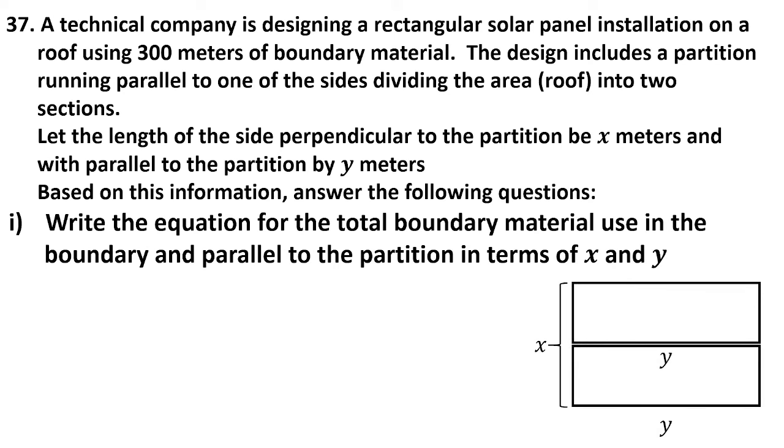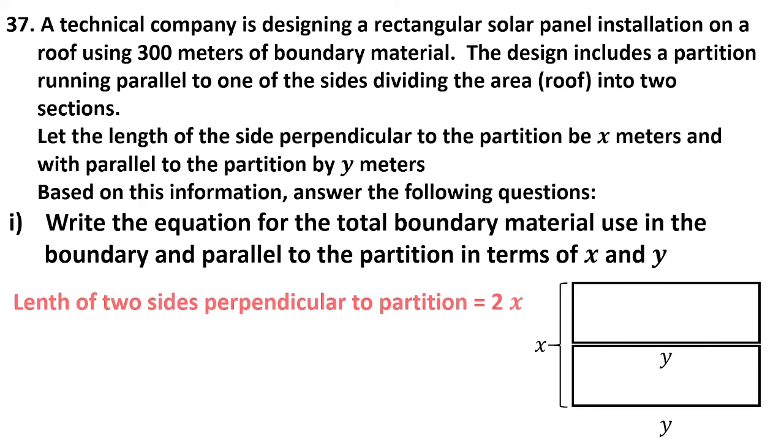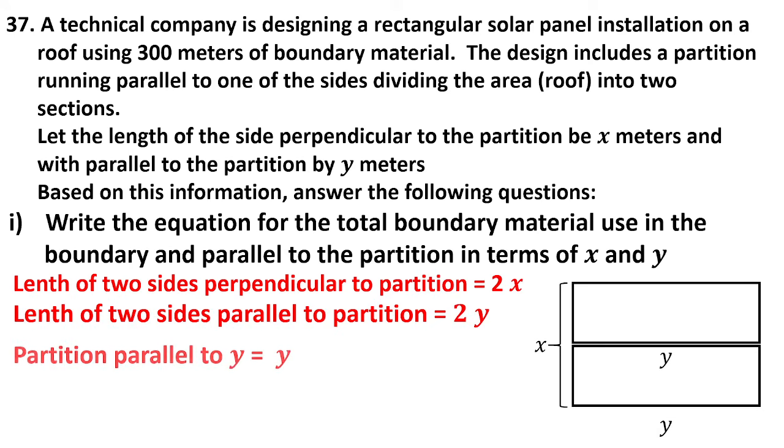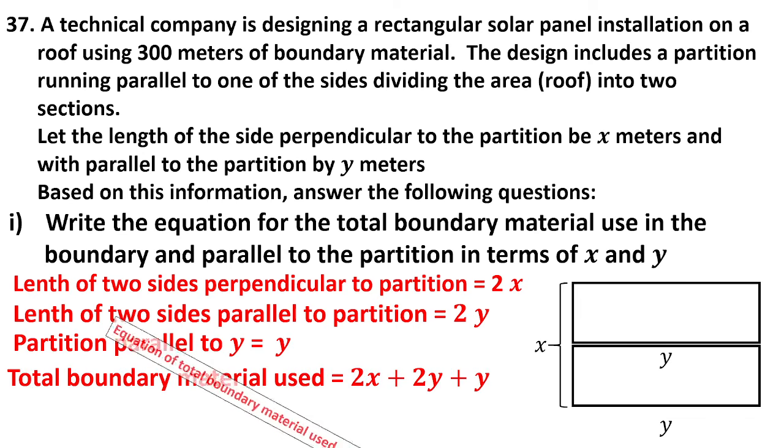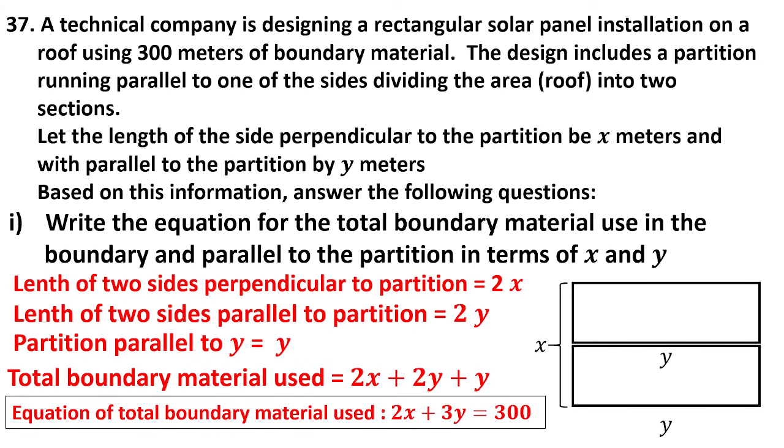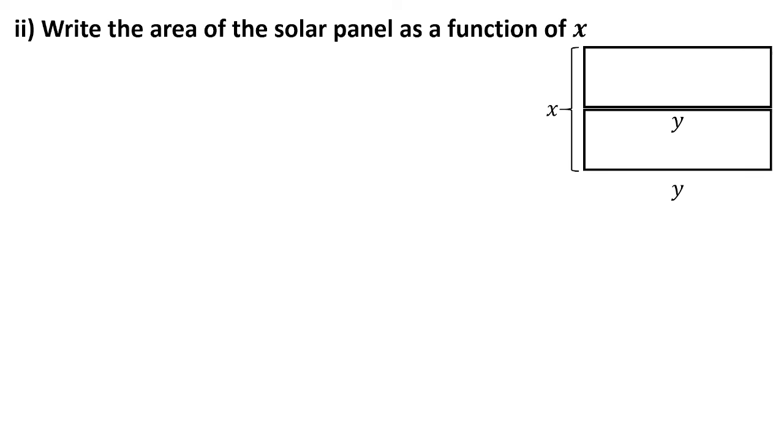Okay, now the length of the side perpendicular to the partition is x and parallel to the partition is y. Therefore, I have made this diagram. x is the length and y is the breadth, and there is a partition also, that y also is being considered. The perpendicular sides total 2x, that is x plus x, two sides of y plus y, 2y, and the partition is y. When you add all of them, it is 2x plus 3y, and that is equal to the 300 meters of boundary material. Therefore, 2x plus 3y is equal to 300. This is the equation of total boundary.